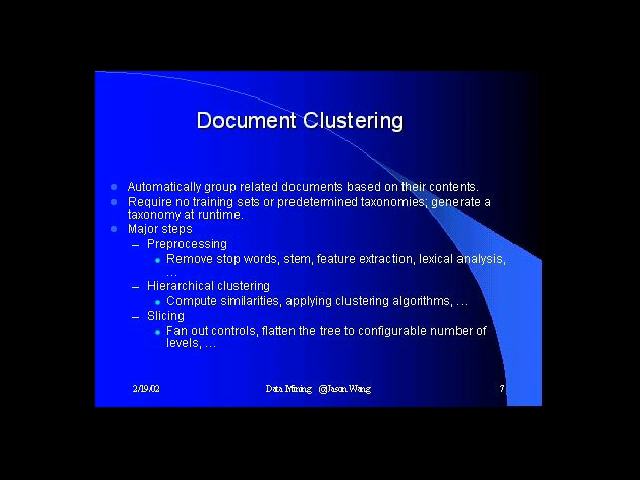Okay, that's why cosine similarity makes sense in document processing. That's why cosine similarity is one of the most commonly used similarity measures in document processing. And once you have that similarity measure, you can do document clustering.